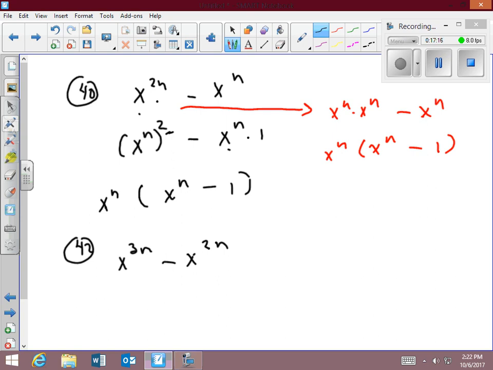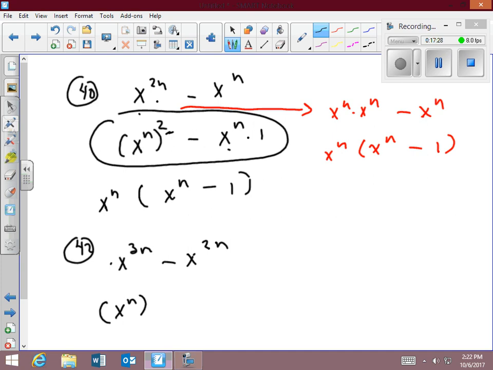Write this one in this way. What would that first one be? X to the what? N to what? 3, isn't it? Isn't that right? 3 times n. And then this one would be what? X to the n times 2, isn't it?